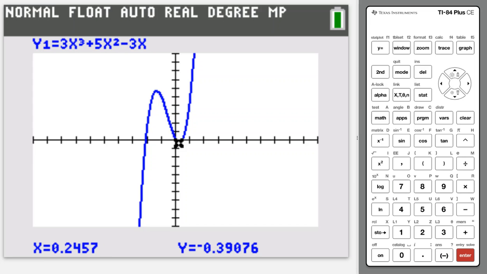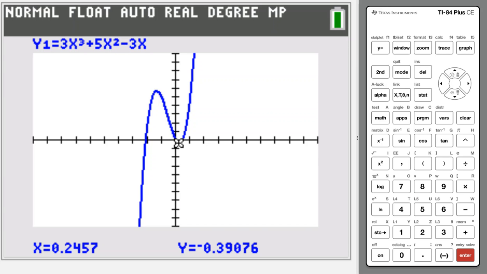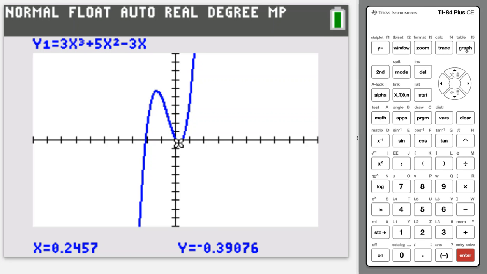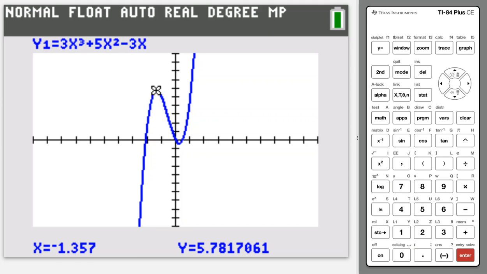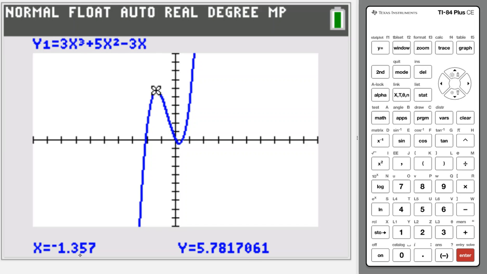0.2457 enter, it will jump to, oh, why would I do that? Never mind. I said that backwards. We want the negative one. This is the min. Okay, trace negative 1.357 enter, and it will take you exactly to that point.